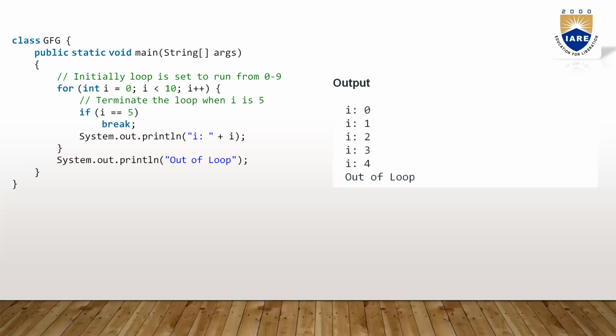Just see the output. First i equal to 0, it will print, and i equal to 1, it will also print. Then when i equal to 5, the loop automatically breaks and comes out of the loop. Then it prints the out of the loop message. This is a use of the break. If you want to break when i equal to 7, then we will get 0, 1, 2, 3, 4, 5, 6, 7. This is a basic example for the break statement.